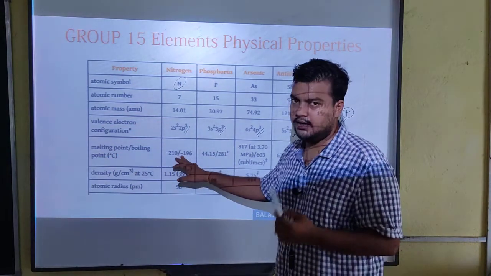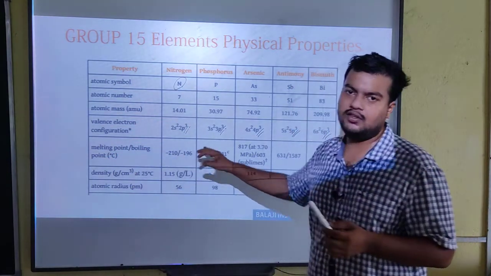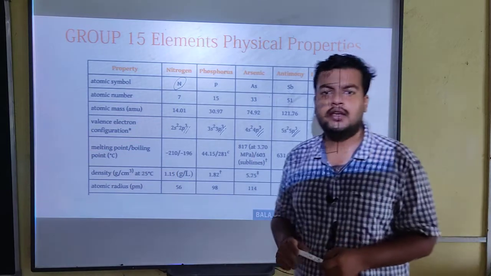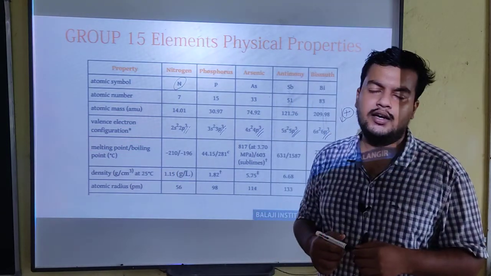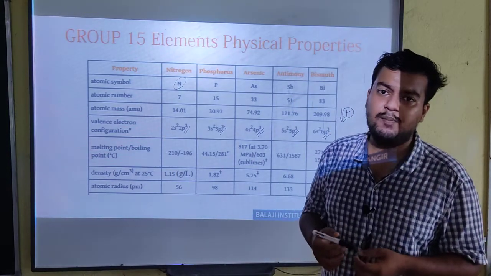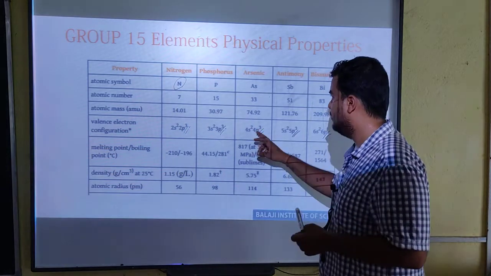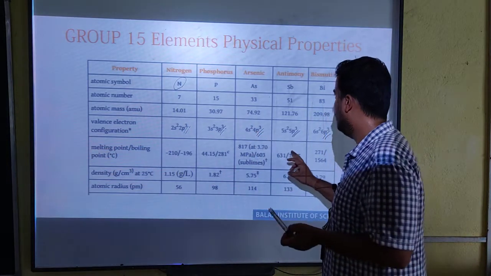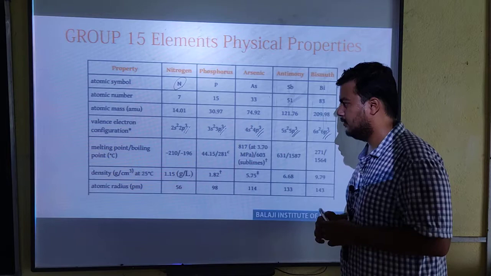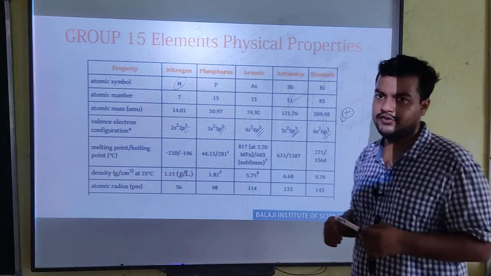Nitrogen is a non-metal, it is in gaseous state. Phosphorus is also a non-metal, but it can be present in the earth in the form of solid or powder. Arsenic is purely metal, antimony, bismuth all are metals. So they are present in the solid state.